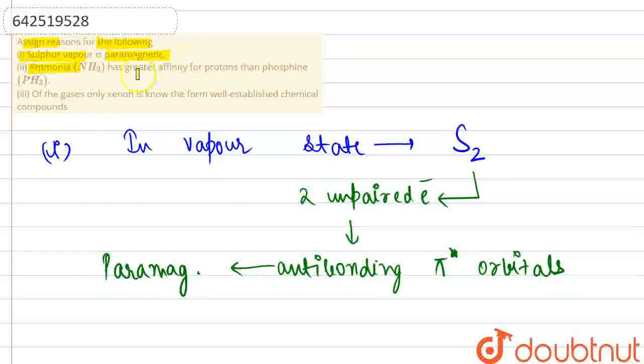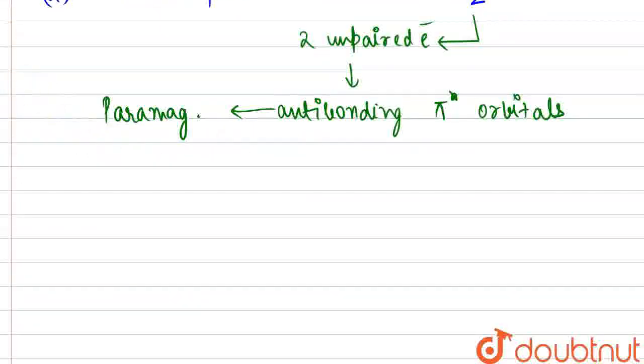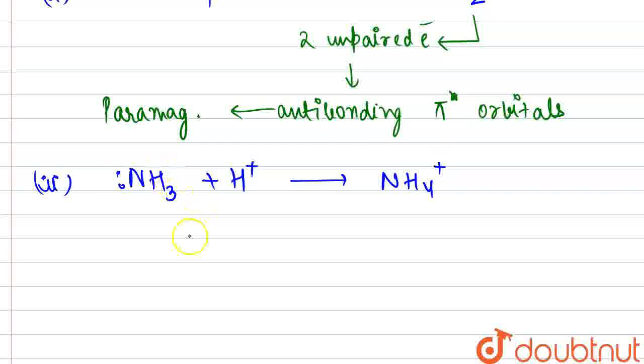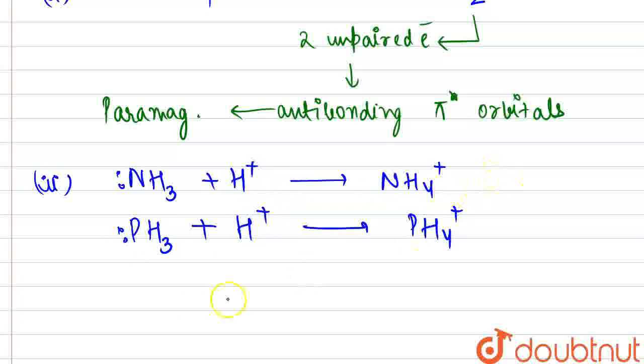Second is saying that ammonia has greater affinity for protons than phosphine. Why it happens? So talking about the second part, when ammonia accepts a proton, there is the lone pair of electrons on nitrogen. So what happens? There is the formation of ammonium ion. Similarly, when phosphine is accepting it, there is again the formation of PH4+. So what is happening here? There is an additional NH or PH bond that is being formed. An extra NH bond is formed here, extra PH bond is formed here, right?